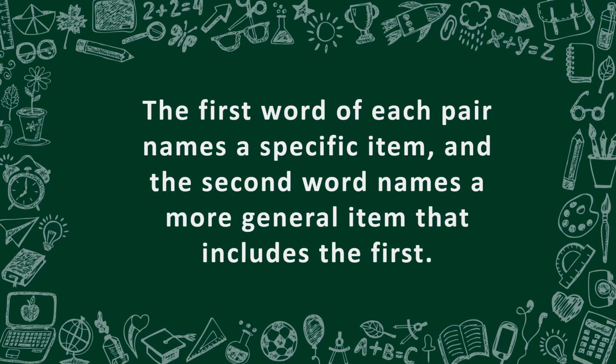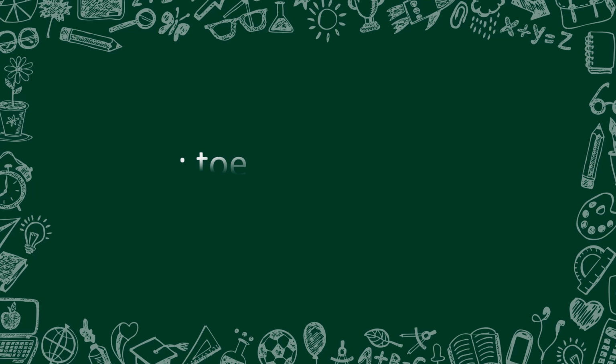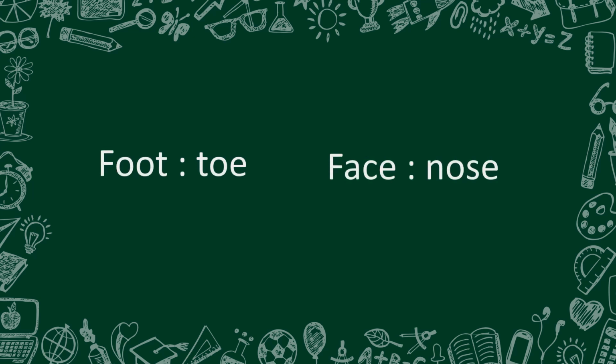In part-whole analogies, the first word of each pair names a specific item, and the second word names a more general item that includes the first. Examples: foot is to toe, as face is to nose. Toe is a part of foot, while nose is a part of face. Therefore, these pairs of words are examples of part-whole relationship.